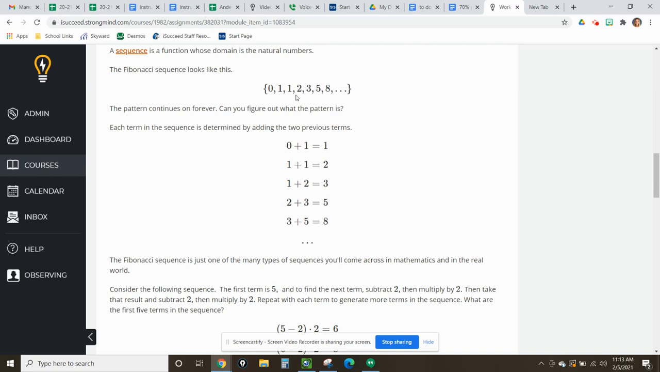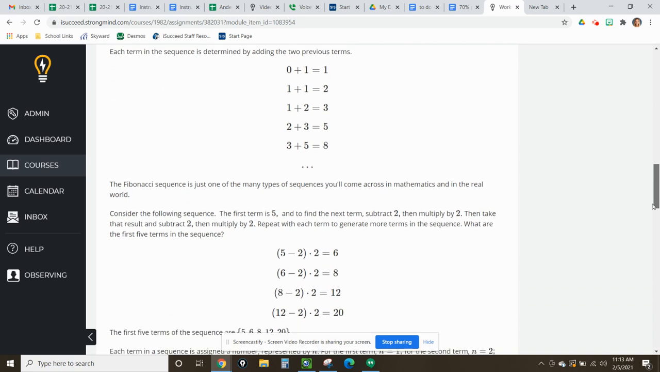So here's an example. The pattern continues forever. Can you figure out what the pattern is? Each term in the sequence is determined by adding the two previous terms. It's kind of like a little puzzle. You've got to figure out what the rule is. How are they coming up with the next number? If you add 0 and 1, you get 1. If you add 1 and 1, you get 2. If you add 1 and 2, you get 3. So the rule here is adding the previous two terms will give you the next term.